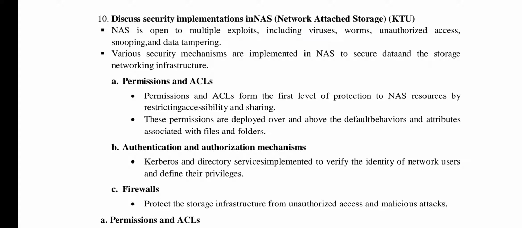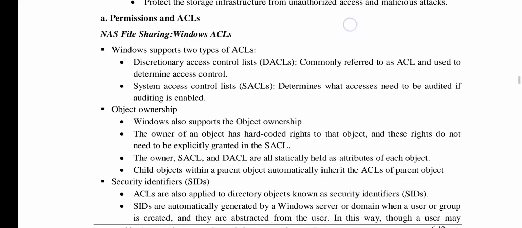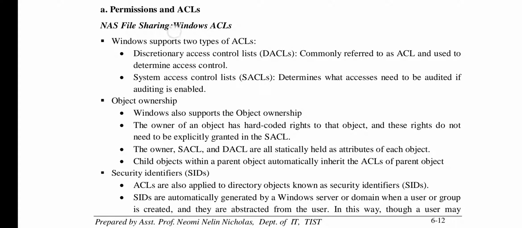So, the network is always open to different threats, viruses, worms, etc. The main security mechanisms are three here: permissions and ACLs, that is access control lists; next, authentication and authorization mechanisms, using Kerberos, which is a network authentication protocol; then firewalls. So going into details, first one, permissions and ACLs.